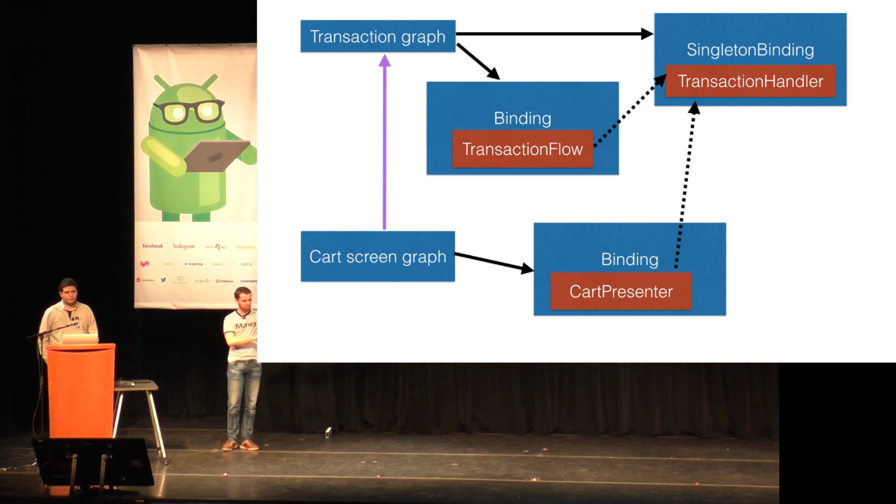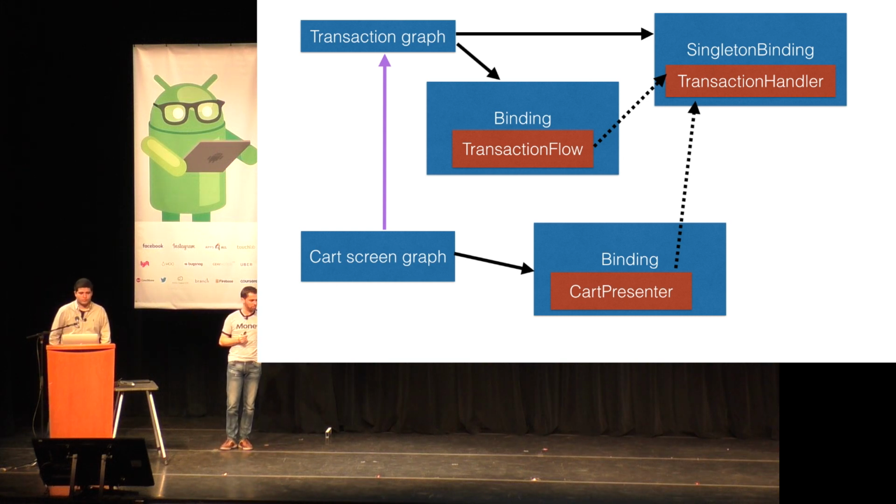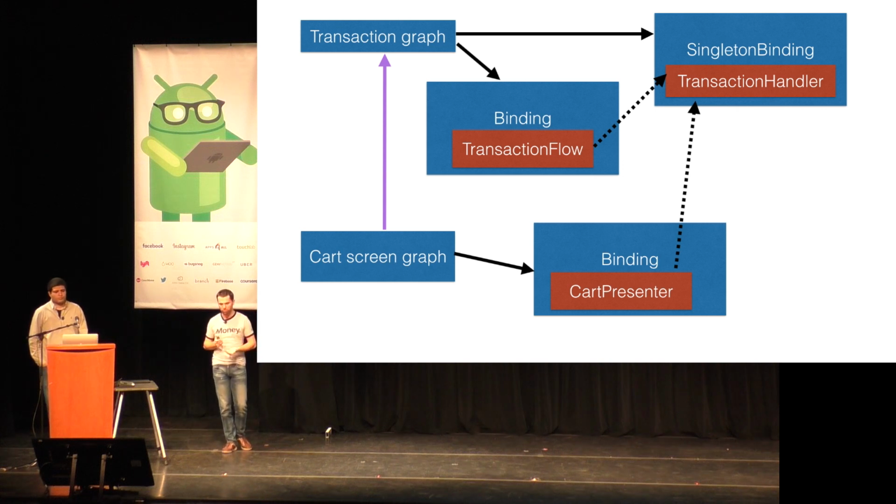So to sum up, we have this card graph, this transaction graph. And the graphs all hold on to linkers, which hold on to bindings, which are essentially factories, able to produce things. And because both the transaction flow binding and the card presenter binding depend on the transaction handler binding, the transaction handler binding is going to live in the transaction graph, and the singleton is going to be in that scope.